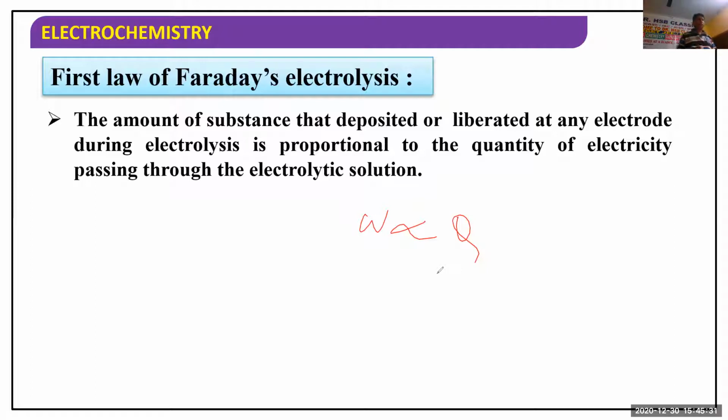What is I? I means current and T means time. So Q equals I into T. So it is the quantity of electricity passing through the electrolytic solution.